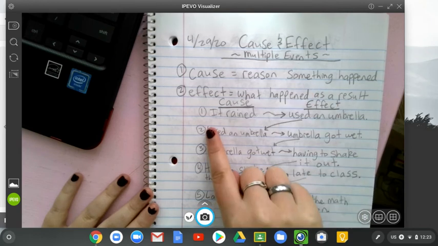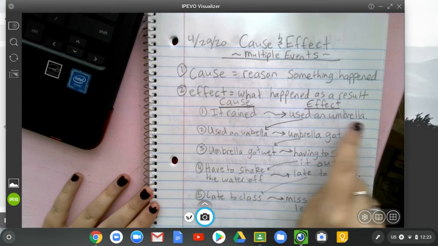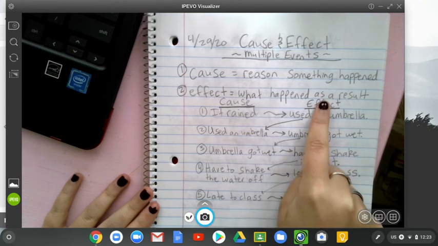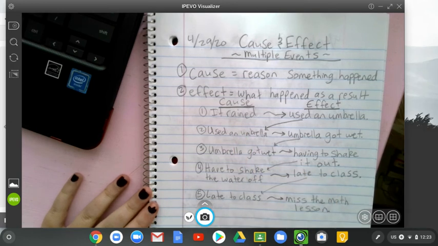So for example, cause, it rained, so as a result, I used an umbrella. I used an umbrella, and as a result, the umbrella got wet. Okay, so you can remember this sequence of events.